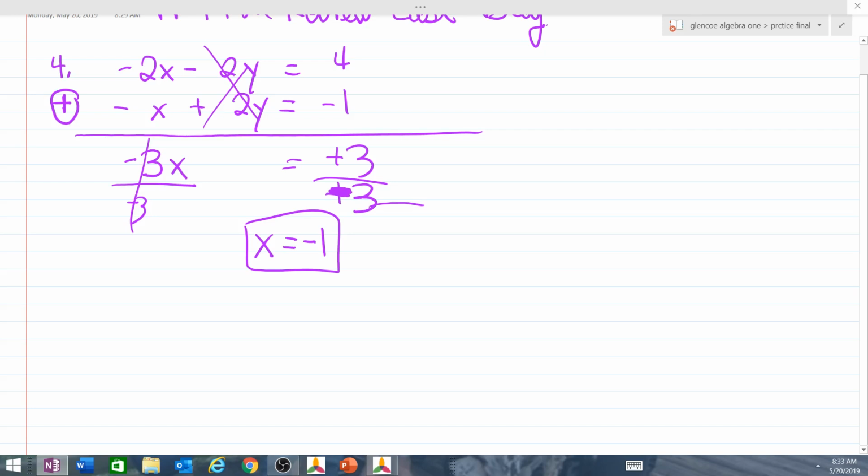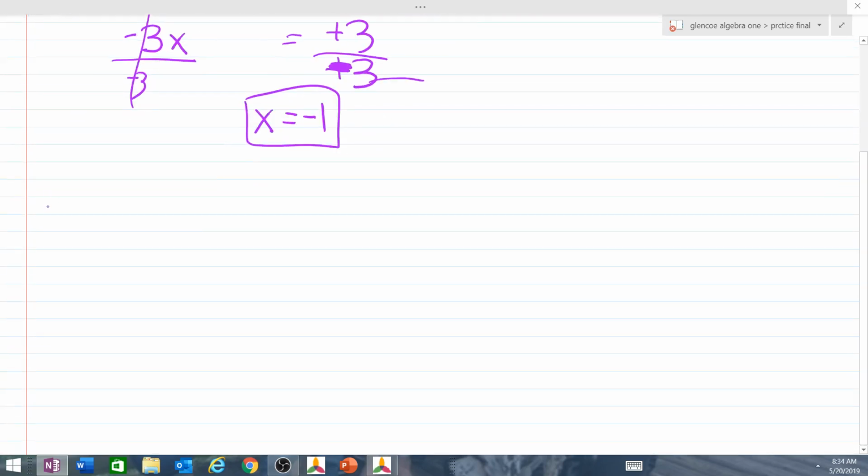Page 2, numbers 5 through 11. Thanks for keeping me straight, guys. 5 through 11. Anybody need me to do a problem? 5 through 11. Yes? Number 10. I can. This is a good problem. There's one like this on your exam.